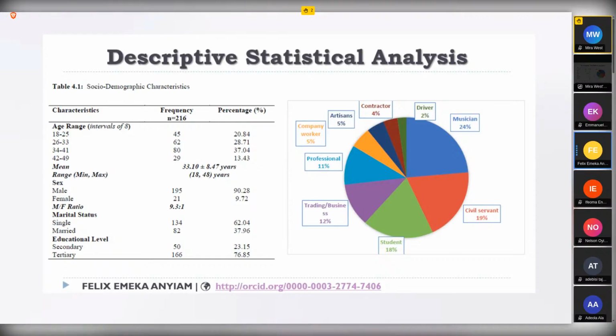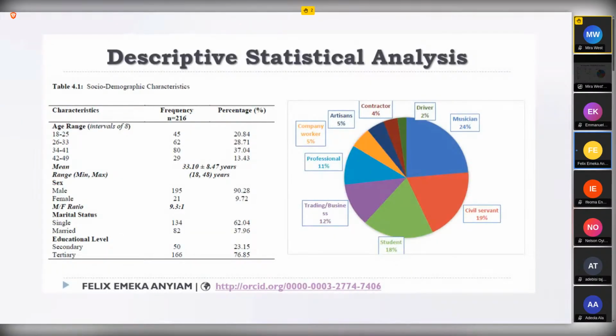But you can see that apart from summarizing the age, because it's continuous, the age has been categorized into intervals of 18 to 25, 26 to 33, 34 to 41, 42 to 49. As you can see, there's that interval there. Because of that interval, the age has automatically turned into a categorical variable. So the moment you categorize your age, you turn it from continuous to categorical. So you can represent it in frequency and percentages, okay?